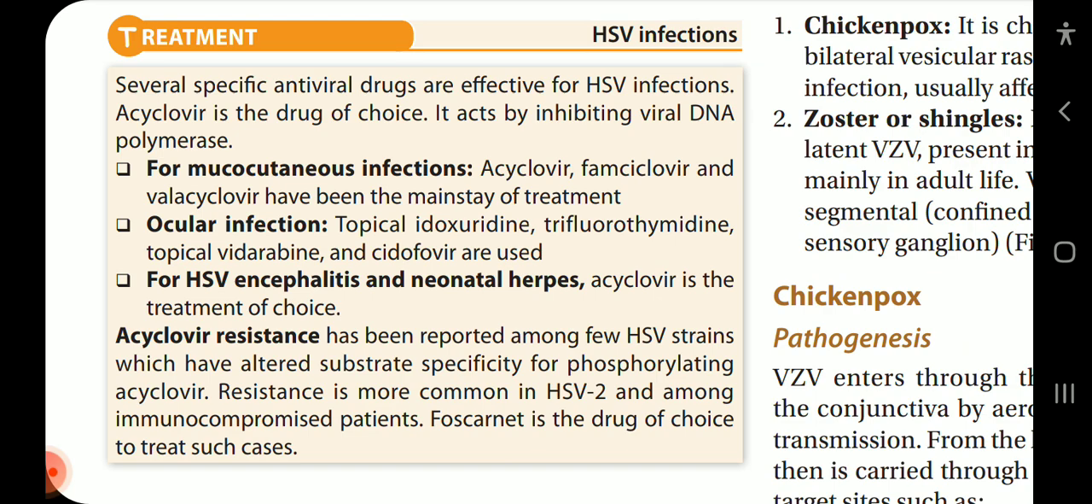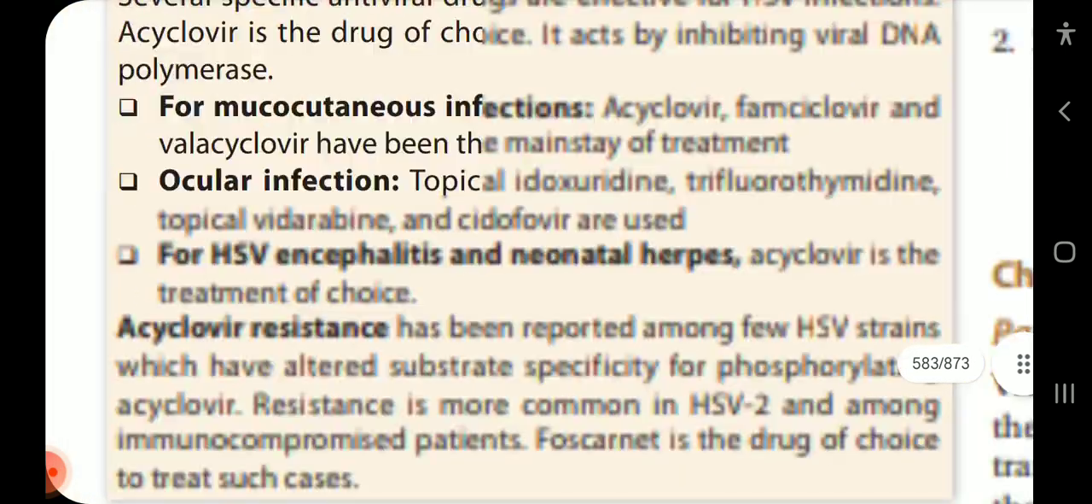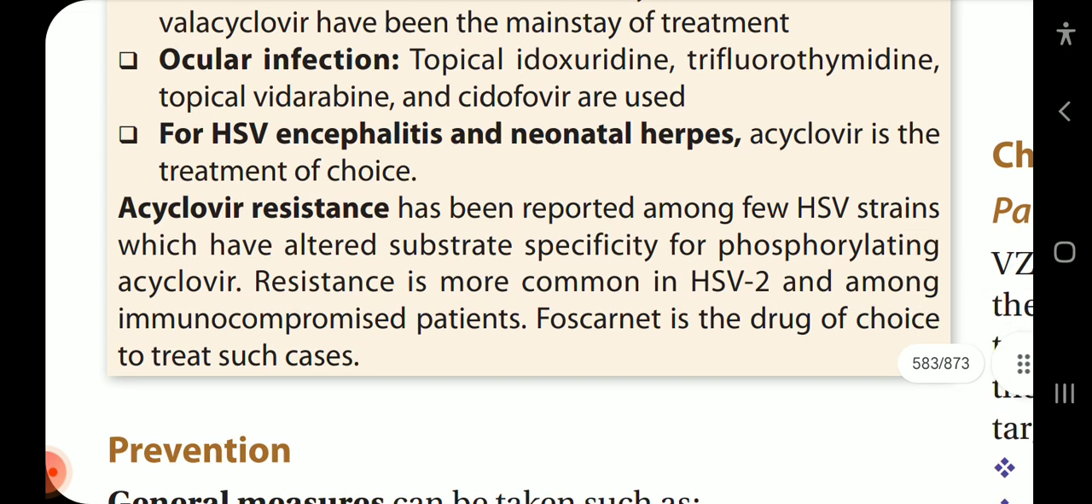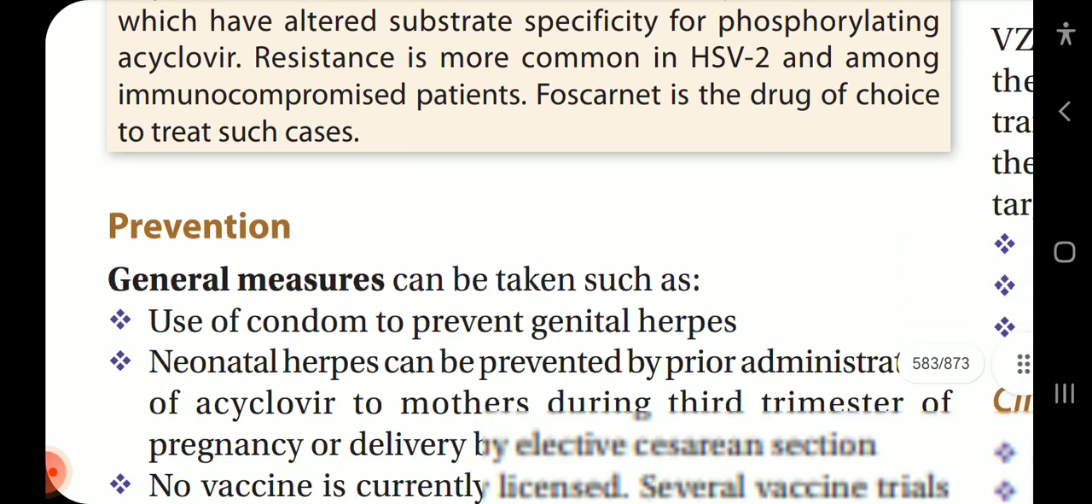For ocular infection, topical idoxuridine, trifluorothymidine, topical vidarabine, and cidofovir are used. For HSV encephalitis and neonatal herpes, acyclovir is the treatment of choice. Acyclovir resistance has been reported among few HSV strains which have altered substrate specificity for phosphorylating acyclovir. Resistance is more common in HSV2 and among immunocompromised patients. Foscarnet is the drug of choice to treat such cases.